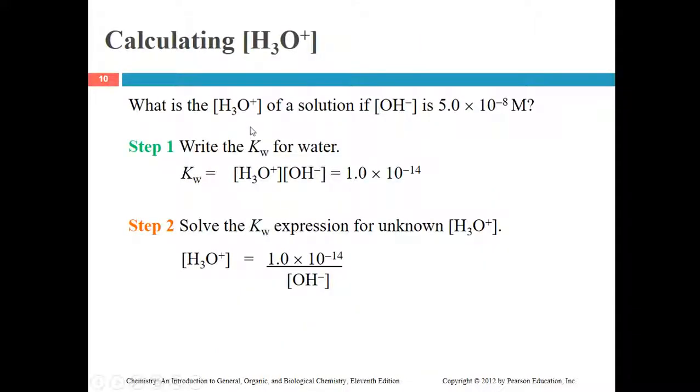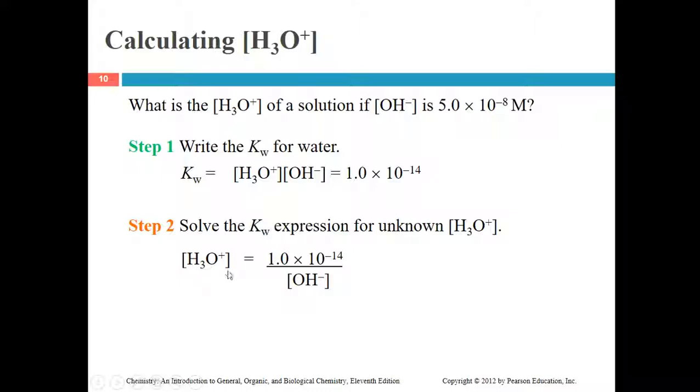So, what is the hydronium ion concentration of a solution if the hydroxide ion concentration is 5.0 times 10 to the negative 8? We first write our Kw. So our hydronium ion concentration times our hydroxide ion concentration is 1.0 times 10 to the negative 14. Now that is an equation you should be writing down and have on your formula sheet. Since they ask for the hydronium ion, we need to get the hydronium ion all by itself. We do that by rearranging our formula, and we're going to divide through by OH on both sides.